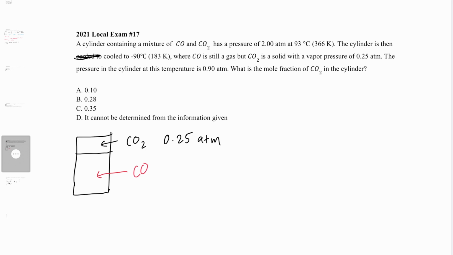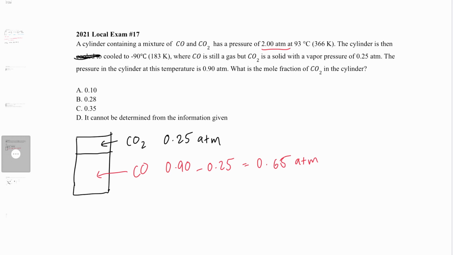Now, the carbon monoxide is going to represent the entire pressure of the chamber minus the pressure of the carbon dioxide. So that's going to be 0.90 minus 0.25, which is 0.65 atmospheres. So carbon monoxide in this chamber has a partial pressure of 0.65 atmospheres. This does not tell you what its pressure was initially. In the cylinder with the pressure of 2 atmospheres, what pressure did the carbon monoxide have?